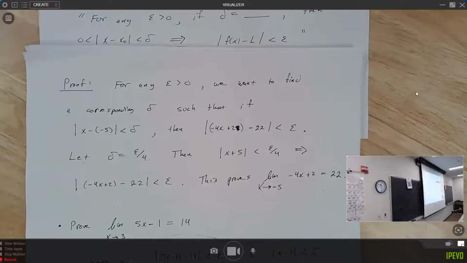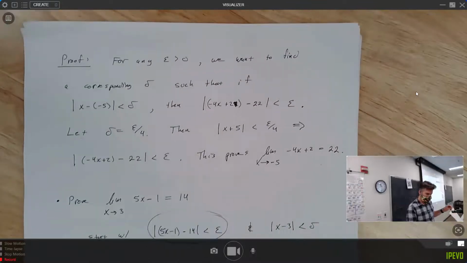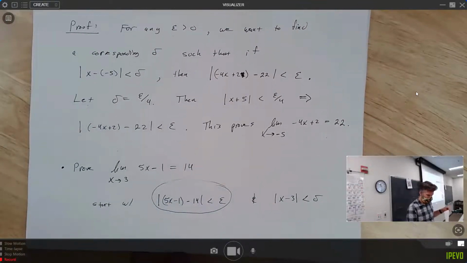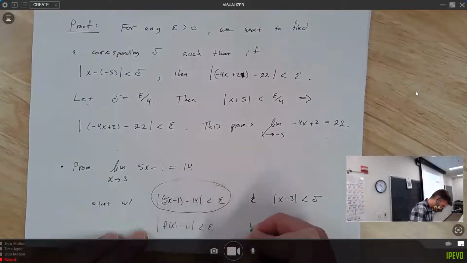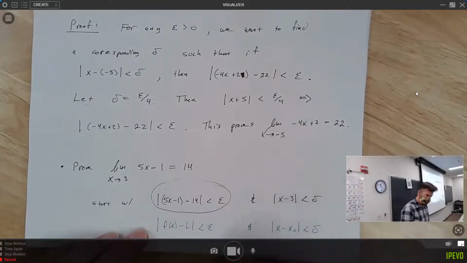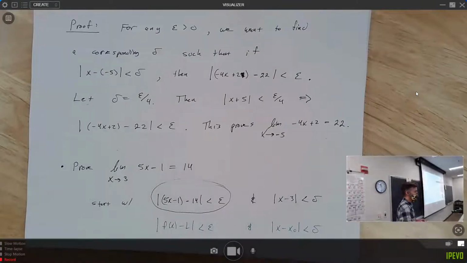So we want this to be less than epsilon. Sorry, I gotta cover that part up. And we're always trying to get that, if the... those are the things we always want to be true.